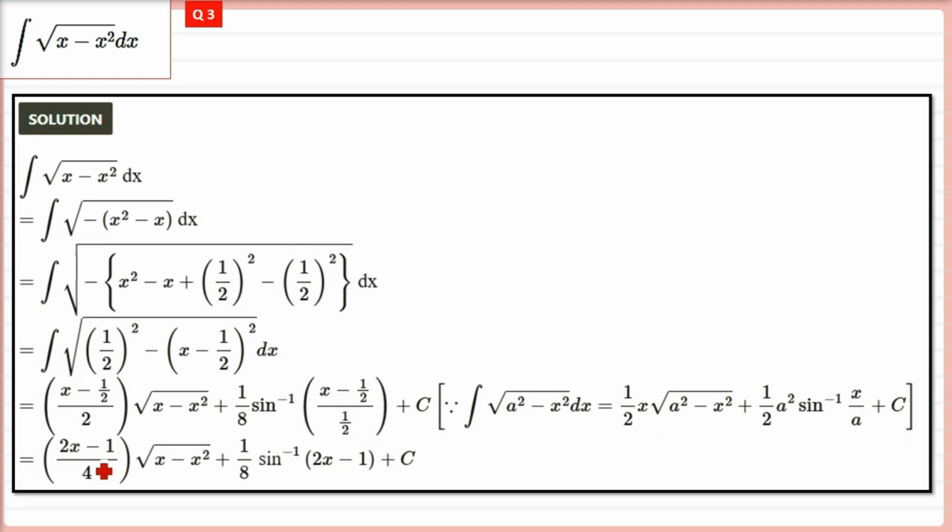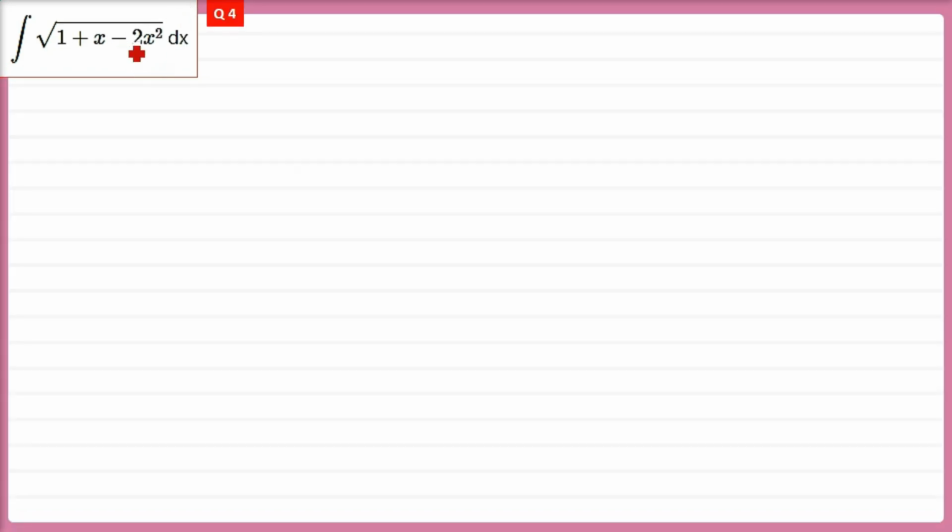And this is how you need to solve it. The formula is very important. If you remember this, it will be good. So this question is 1 plus x minus 2x square. There is a negative 2 in front of x square, so we need to get rid of this negative 2 in order to make it a perfect square, because we need a perfect square inside so that we can apply a certain formula here, matching it.